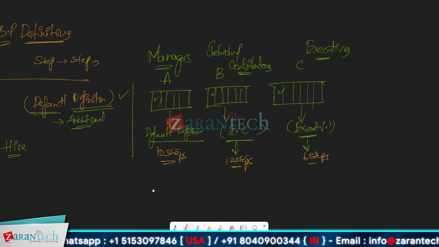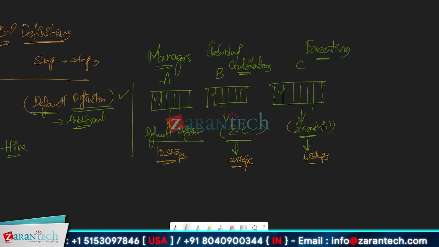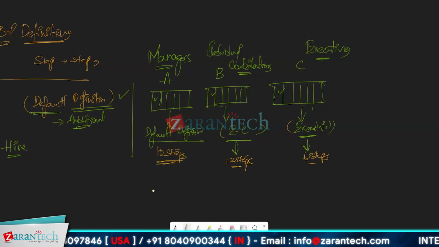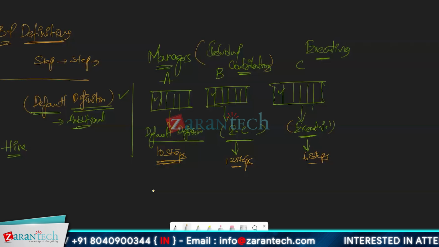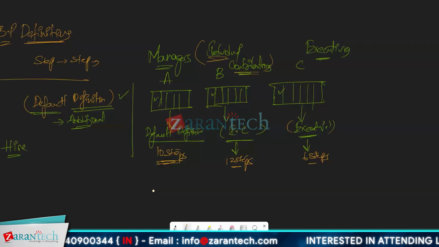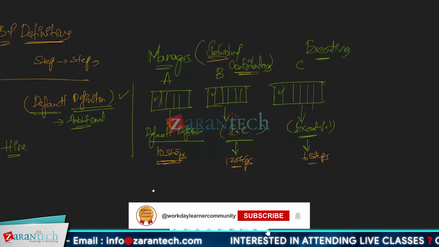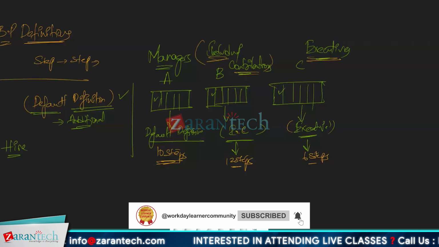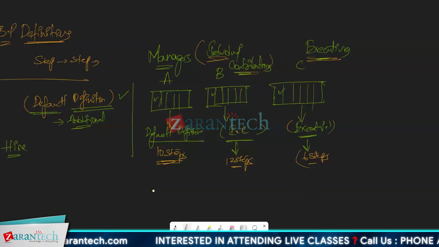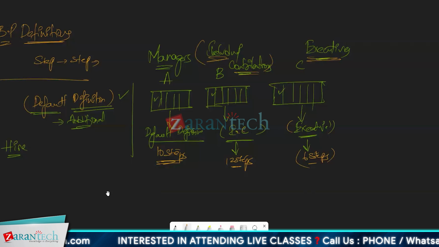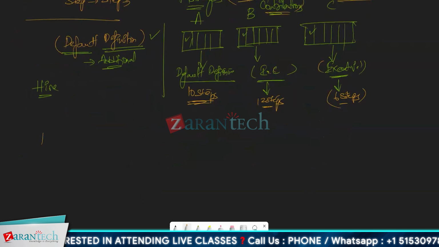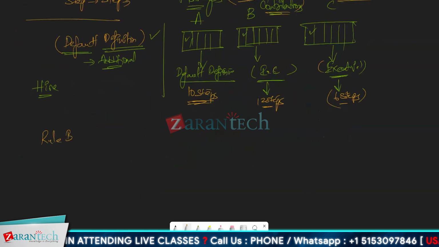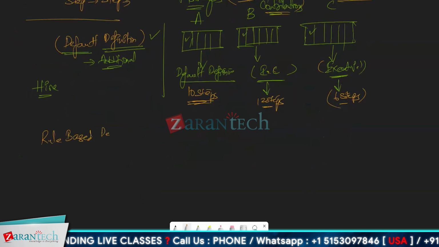If the employee is a manager, you will want this version of the business process to be used at the time of execution. If the employee is an individual contributor, meaning the job profile is of an individual contributor, you will need this specific version of the business process. Or if the employee has an executive job profile, you will need this version of the business process. So in Workday, you have this concept of rule-based definition.